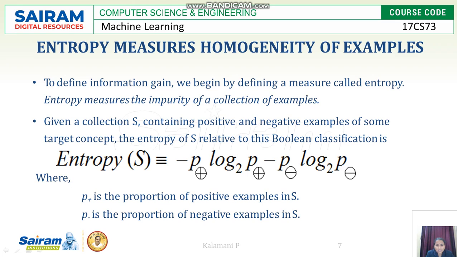The entropy of S relative to this Boolean classification is: entropy of S equals minus P plus log 2 P plus, minus P minus log 2 P minus. P plus is the proportion of positive examples in S, and P minus is the proportion of negative examples in S. Suppose in the previous example we took only 4 training examples, 3 positive and 1 negative. So P plus is 3 by 4 and P minus is 1 by 4.